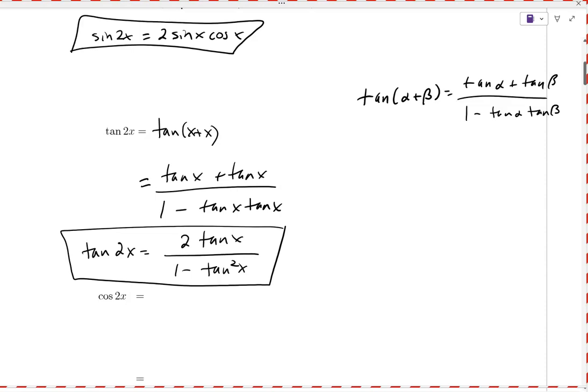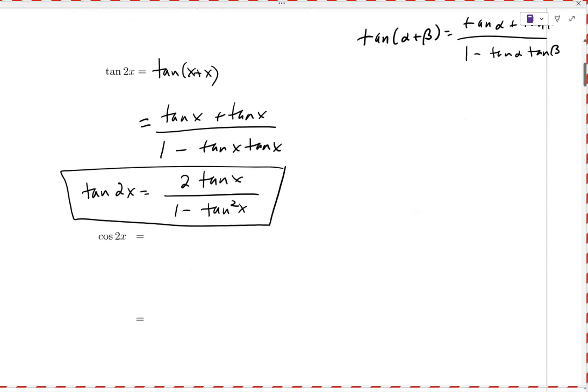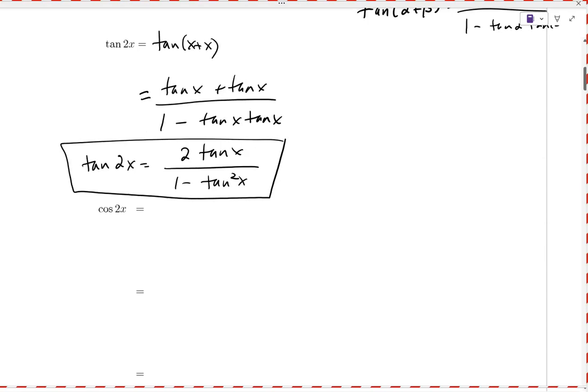Everybody okay with those two? Notice that my next one for cosine 2x, I've got equal signs in there a couple of different places, all right? So it's not a typo or anything along those lines. I really do mean that we're going to do this three different ways. The first one we're going to do exactly the same way we've approached the other two. We're going to think of this as cosine of x plus x, just like we did the other two.